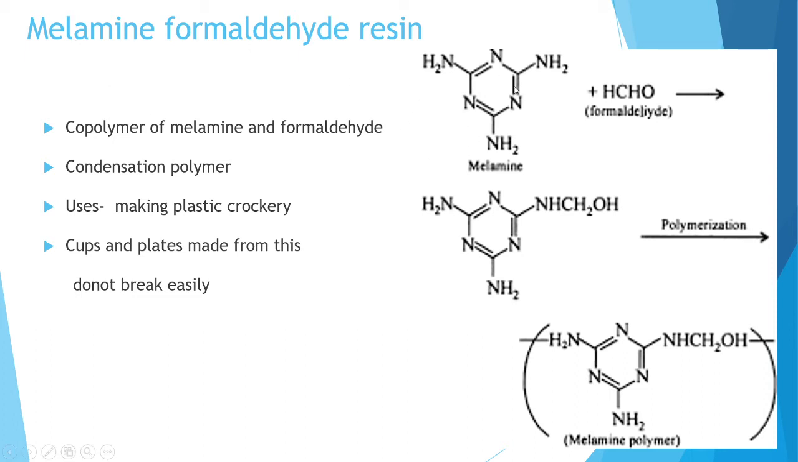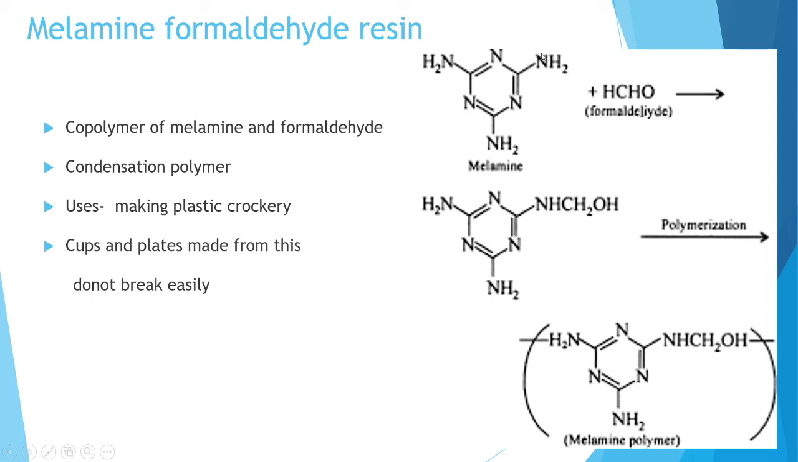Here, instead of phenol and formaldehyde, phenol formaldehyde resin, we are using melamine. This is melamine. This is a 6-membered ring containing 3 nitrogens and 3 NH2 groups. And so it's named as melamine. And melamine reacts with formaldehyde, HCHO, to form this melamine formaldehyde resin.